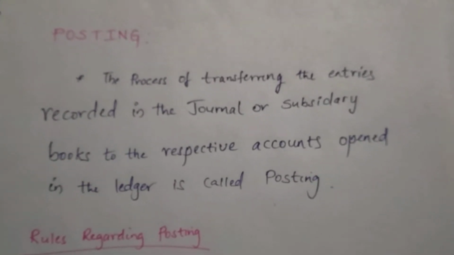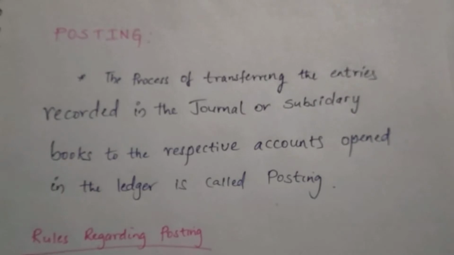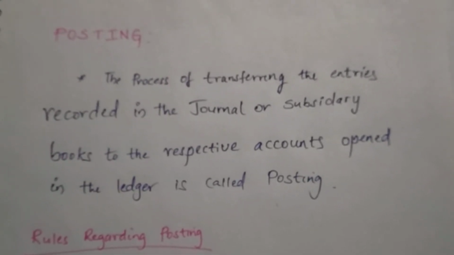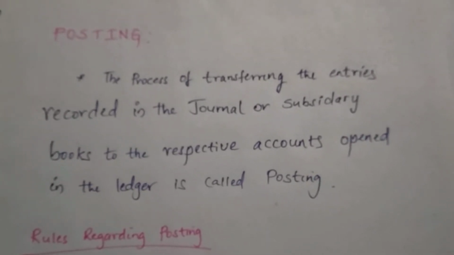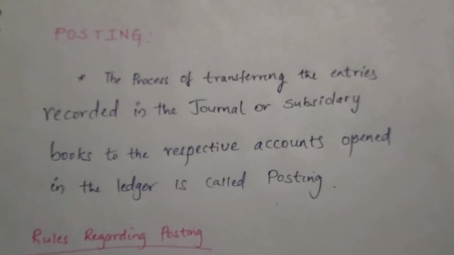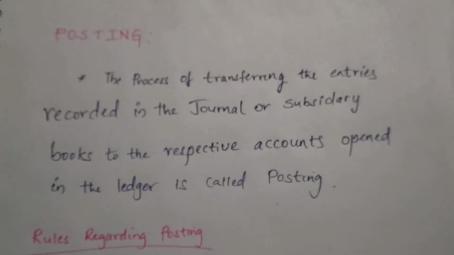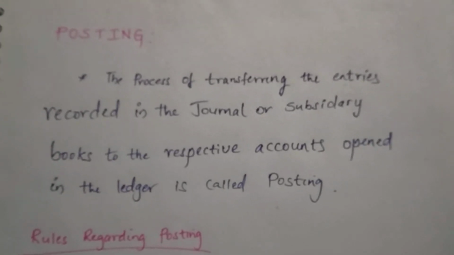In the ledger, we generally open a lot of accounts pertaining to different transactions in the business. So the process of transferring the entries, whatever entries we passed in the journal earlier, to the respective accounts opened in the ledger is called posting. It is a simple method of transferring the entries recorded in the journal or subsidiary books to the ledger accounts. I hope you are clear with posting.